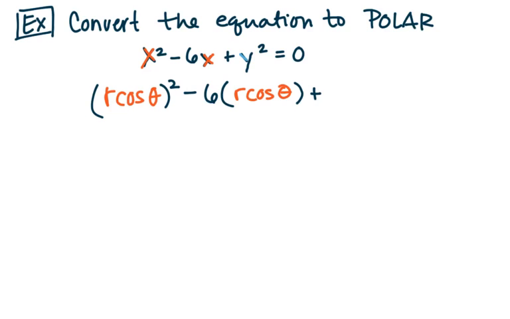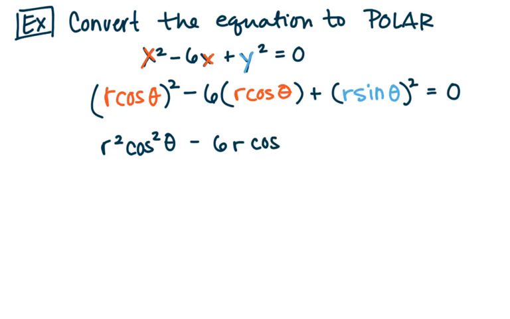Plus my y value is going to be r sine theta. So I've got the quantity r sine theta squared is equal to 0. All right, well, let's think about this. I have r squared cosine squared theta minus 6r cosine theta plus r squared sine squared theta is equal to 0.